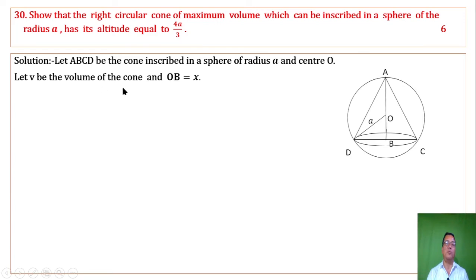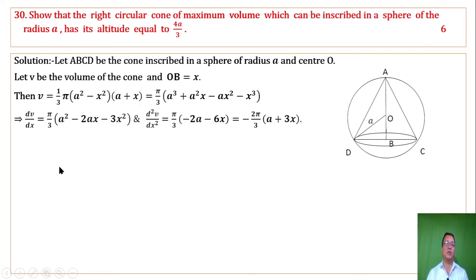Let V be the volume of the cone and OM be equal to x. Then V is 1 by 3 pi r square into altitude. Altitude is a plus x. And multiply these two factors, we have this. Therefore, dV by dx, differentiating both sides with respect to x, we have this. Again, differentiating both sides with respect to x, we have this.